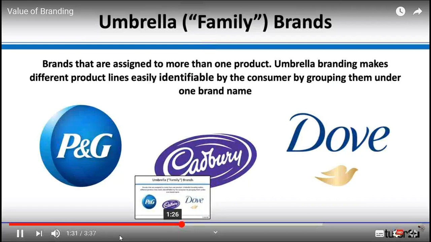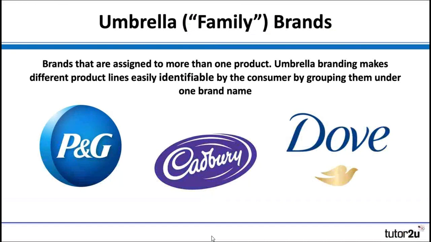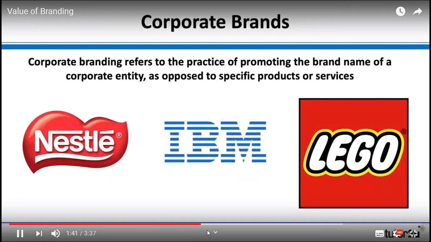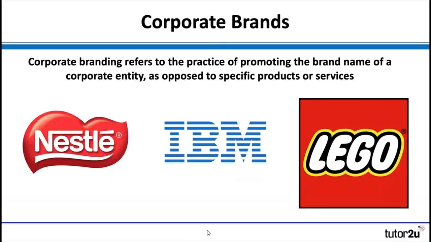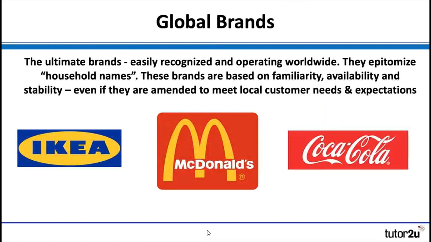There are such things as family or umbrella brands. These are brands that are assigned to more, effectively giving the product line or the product group a distinctive brand name. Brands themselves can be the name of the business. So we are very familiar with concepts and brands like Lego and Nestle. Talking brands, of course, in the retail sector, the major supermarkets also want to get onto the branding game, as they have developed their own label brands.